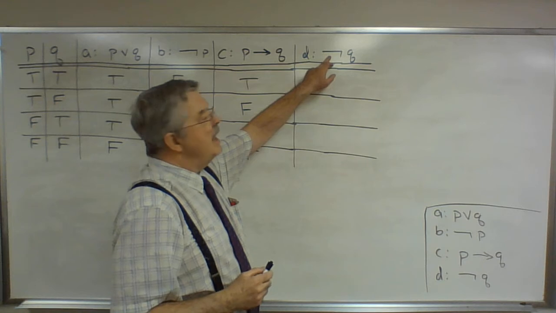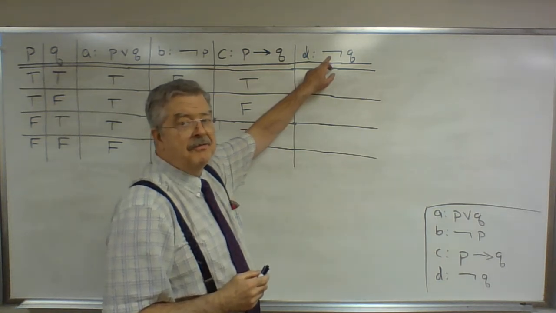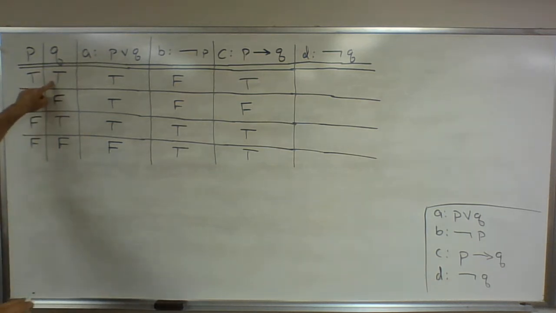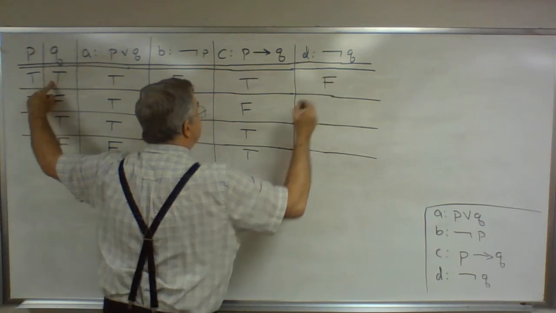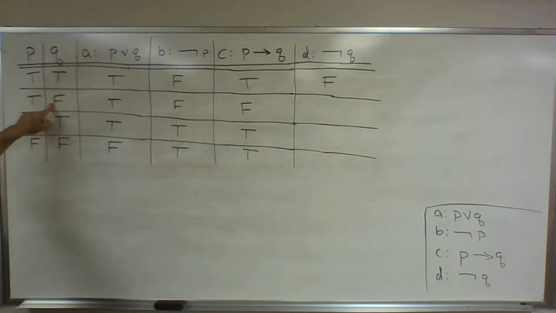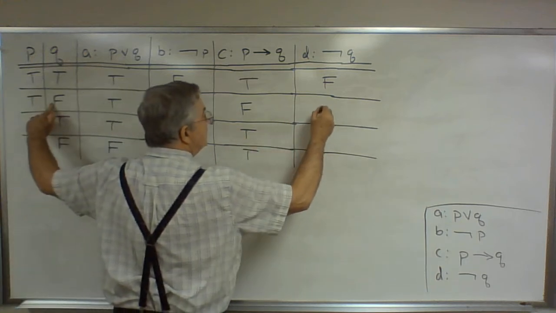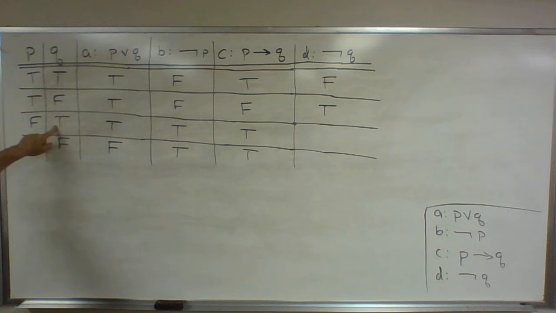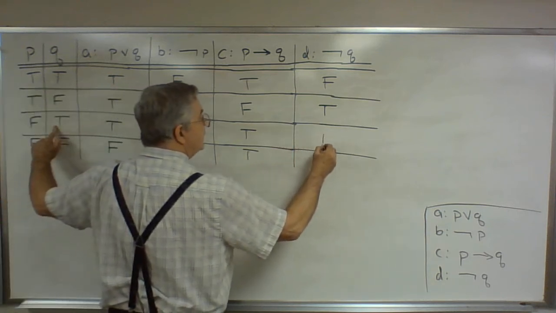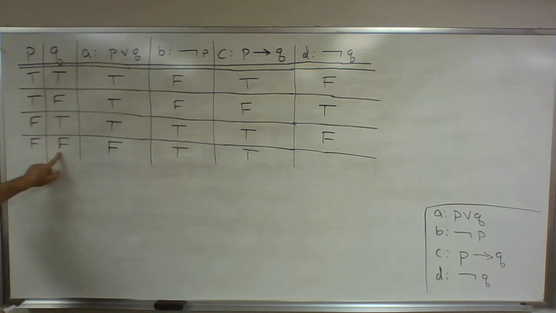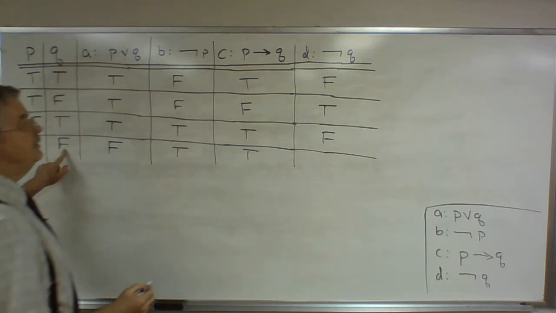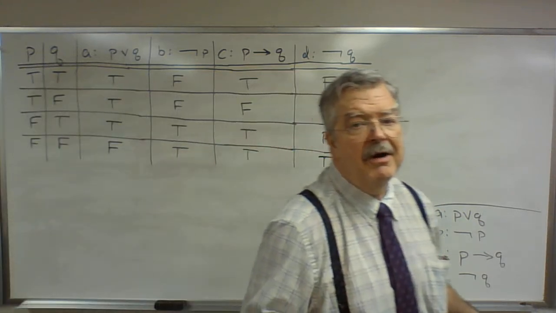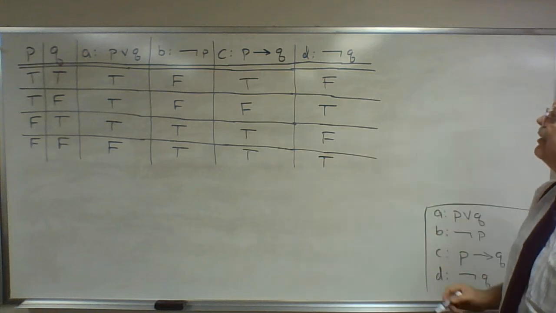And the negation operator just changes true to false and false to true. So if Q is true, like right here, not Q becomes false. If Q is false, like right here, then not Q becomes true. If Q is true, right here, then not Q becomes false. And if Q is false, like right here, then not Q becomes true. Beautiful. We have all of our conditions or specifications mapped out here.